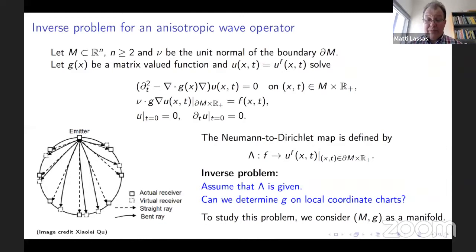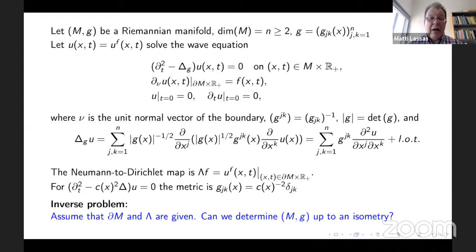To formulate this problem more geometrically, we consider now an abstract Riemannian manifold with a metric tensor g that is given in local charts just by a matrix. And we consider the geometric wave equation, where we have the second time derivative minus the Laplace operator associated to the metric. And this Laplace operator is given by this formula here. So it is written in this way so that it transforms nicely when we go from one coordinate chart to another. But in practice, it is actually this operator here, where the second order terms have coefficient that is given by this g with upper indices. This is the inverse of the metric tensor, plus then some lower order terms.